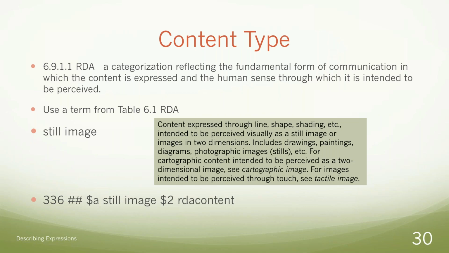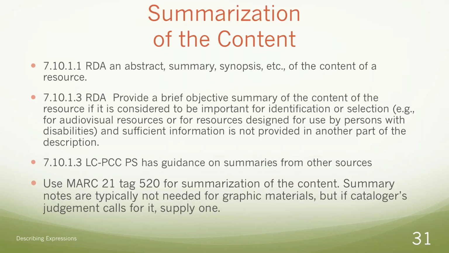If you're using Connexion client from WorldCat, then you also have the ability to use those macros that will fill these content, media, and carrier terms in for you, and supply the correct vocabulary, supply the correct coding in subfield B, for example. So I really recommend using that when you're doing original or copy cataloging where you need to adjust those. Summarization of the content will go in field 520, so give a nice short summary of what's going on in your still image.